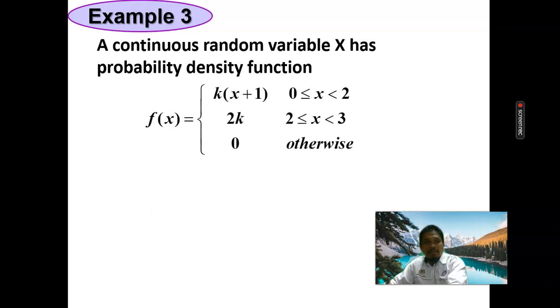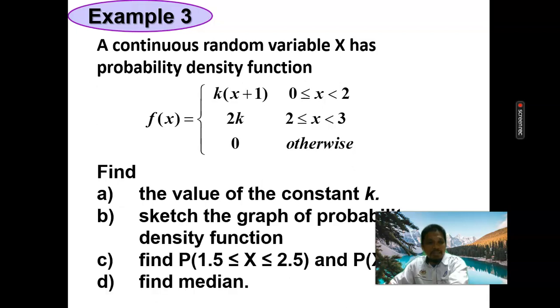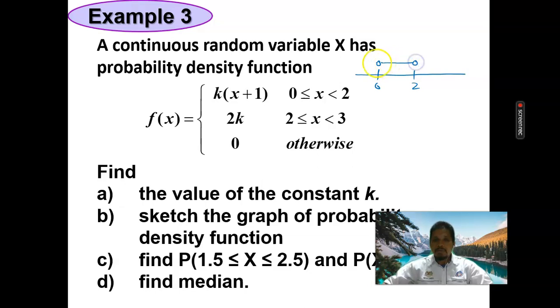A continuous random variable x has a probability density function of this. Find the value of constant k and sketch the graph of the probability density function. So class, look at this. x from 0 until 2, 2 until 3, and otherwise. We have from 0 until 2 the domain of the function kx plus 1, and then 2 up to 3.